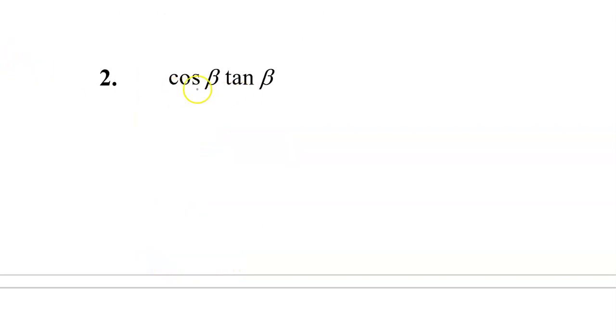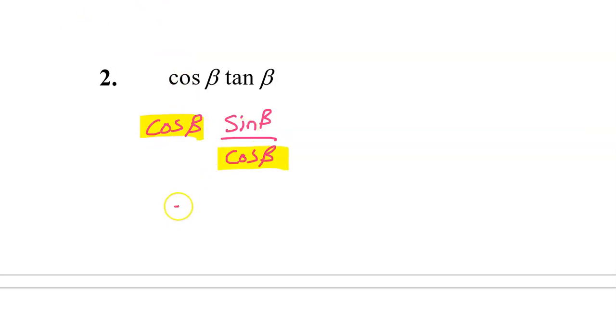For number 2, we already have cosine beta, so let's leave that alone. But we can rewrite tangent in terms of sine and cosine by writing sine beta over cosine beta. And then we notice that we have a cosine in the numerator and a cosine in the denominator. These cancel each other out, leaving sine beta. Pretty easy.